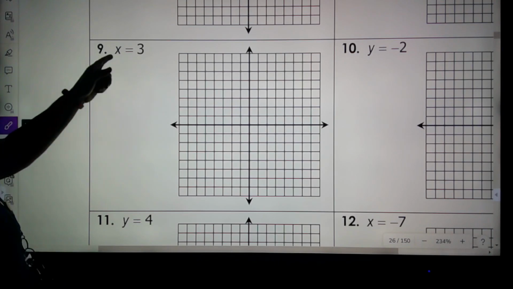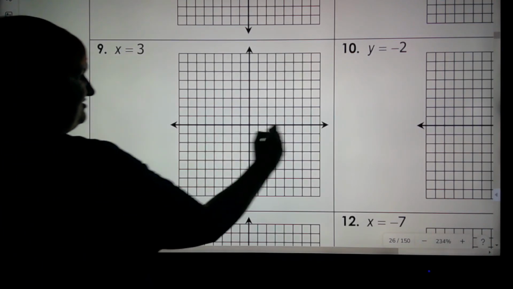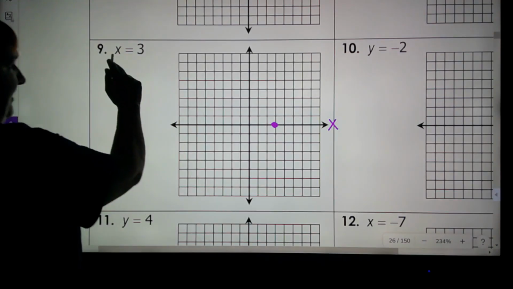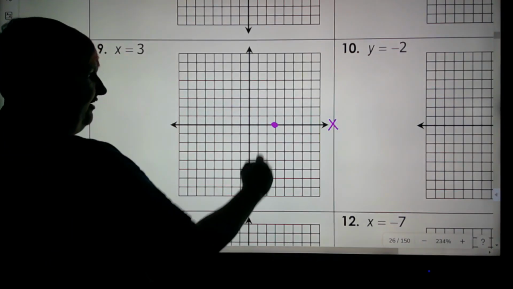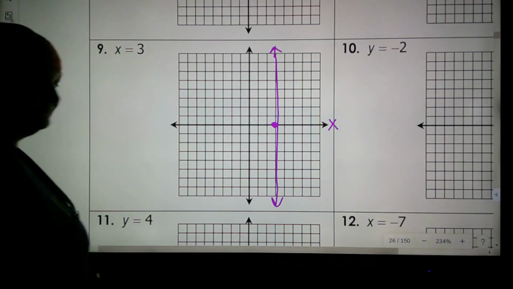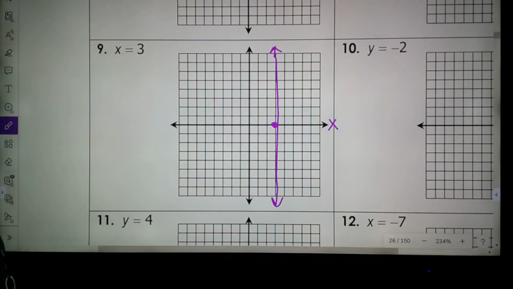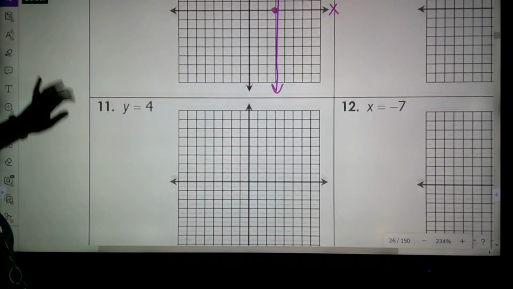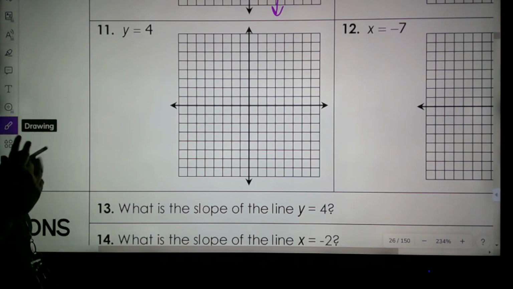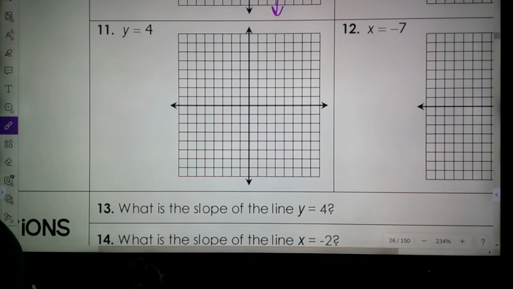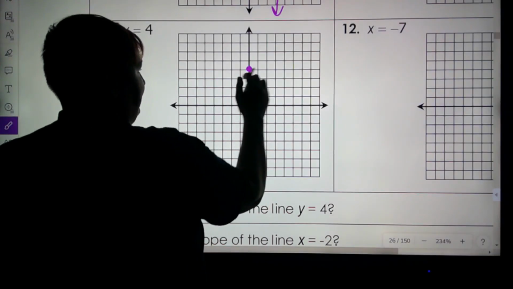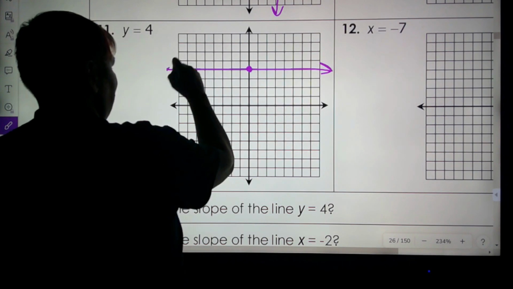This one says x equals positive 3. So on our x-axis, we put a point at positive 3. And because it's x, our line is going to be parallel to the y-axis. I know it seems really simple, and that's why I said this is just a quick side jump so that you understand what these equations look like. This next one is on the y-axis at positive 4, and it's going to be parallel to the x-axis.